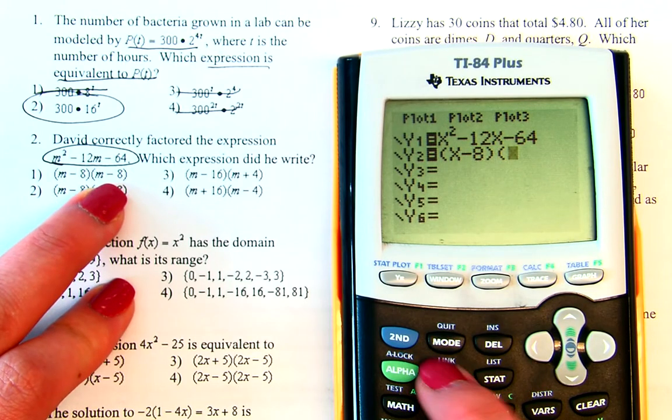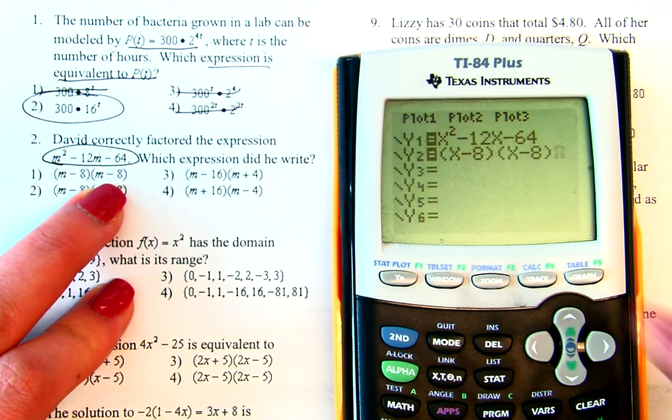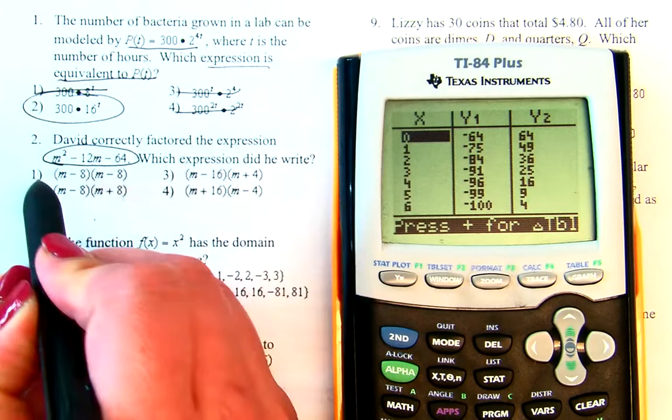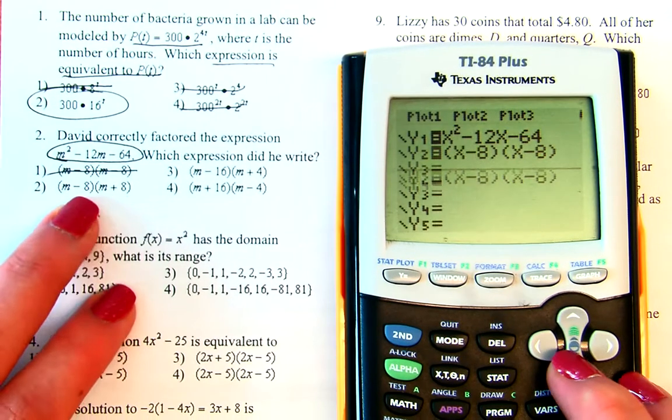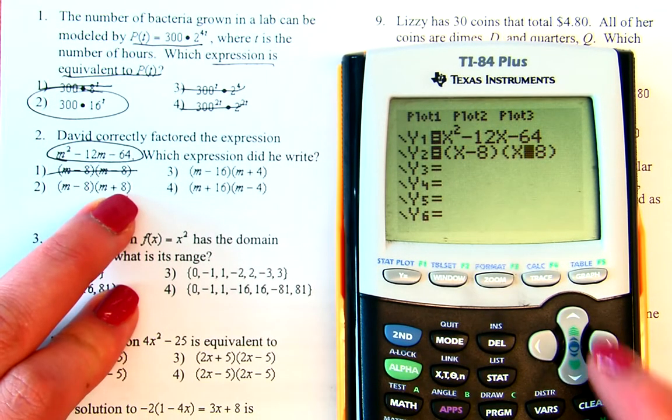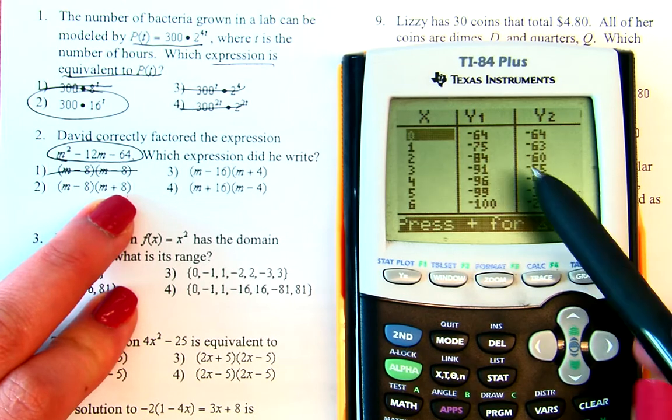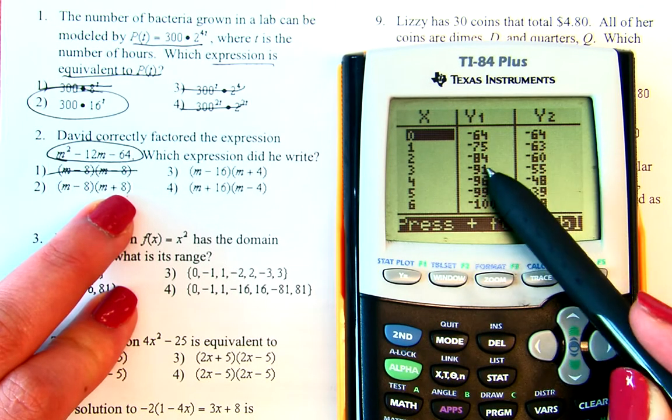x minus 8, x minus 8. Take a look at your table. Do they match? No. Go to y equals. Type in the second one. m minus 8, m plus 8. Take a look at the table. Do they match exactly? No.